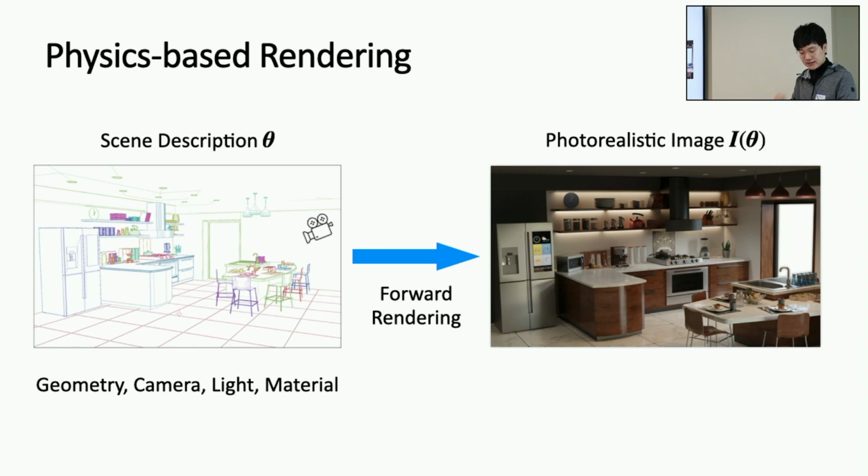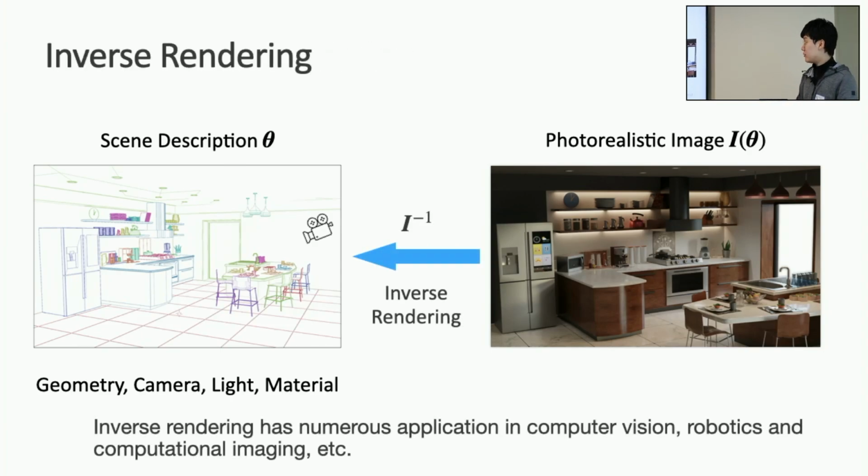And rendering is a process that goes from left to right, which has been thoroughly studied. And what we are focused on is the process from right to left, which is called inverse rendering. In this problem, we're given one or a few images taken in the scene, and we want to recover a description of the scene. Here we are looking for a hypothetical inverse function of I. And inverse rendering has numerous applications in computer vision, robotics, and computational imaging, etc.